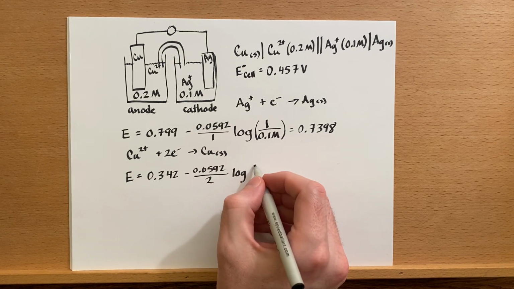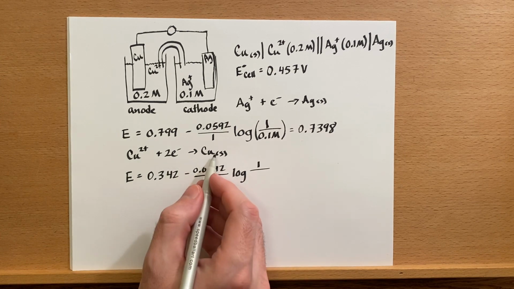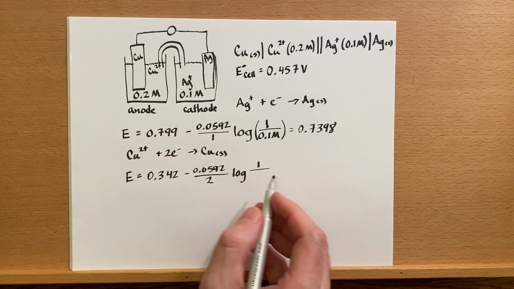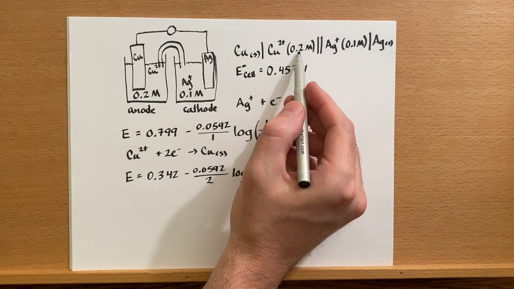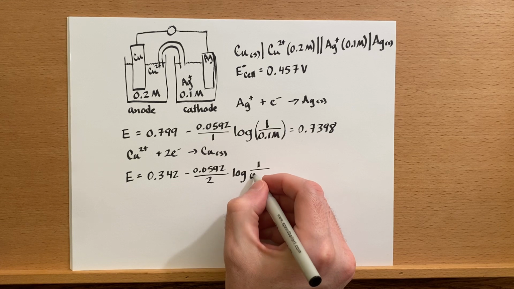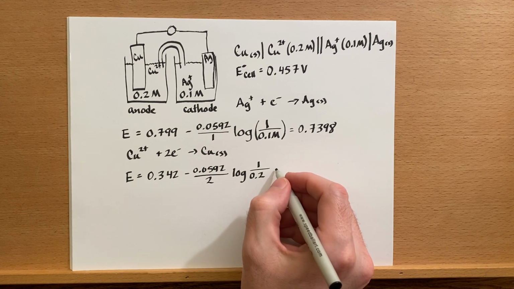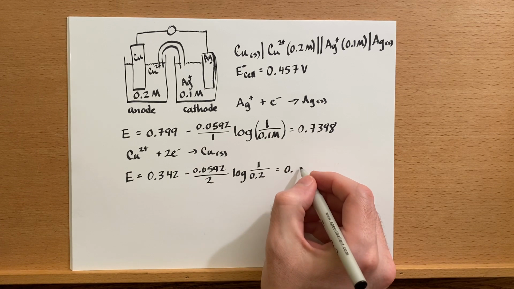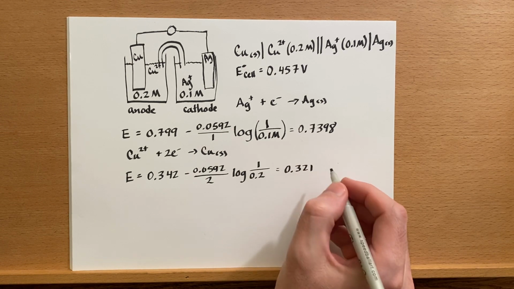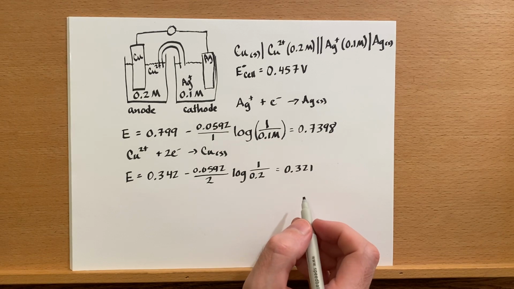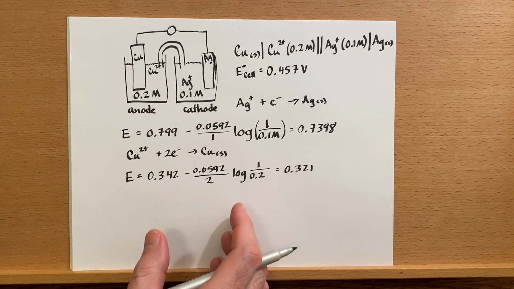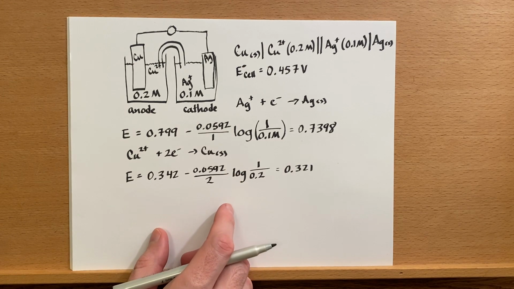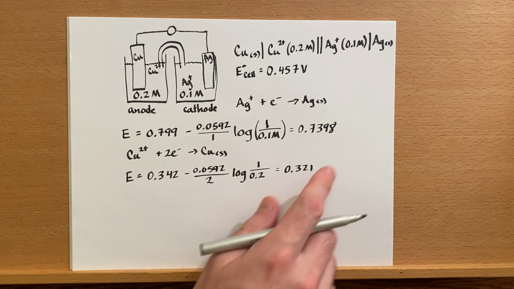Log of, and again, it's 1 over, and then on the reactant side, we have copper 2 plus. And if we look up here, copper 2 plus was 0.2 molar, so 0.2. And if we evaluate this expression, we should get 0.321 volts.